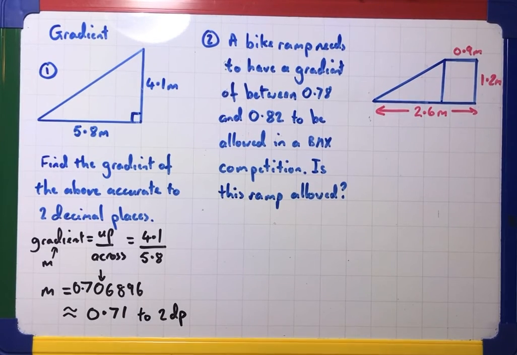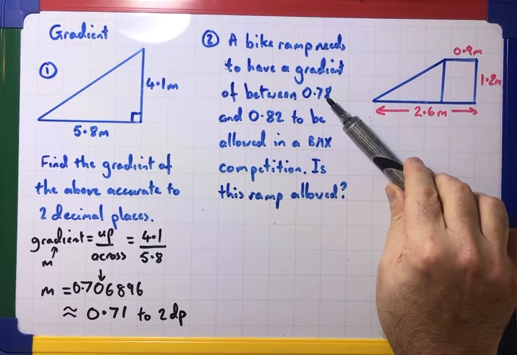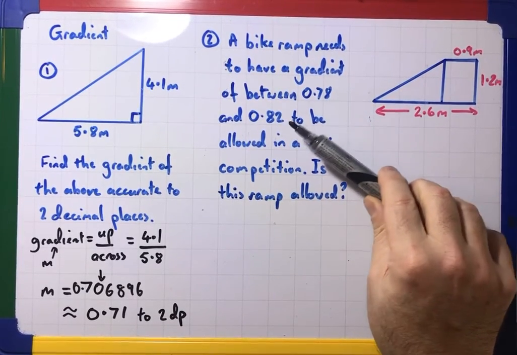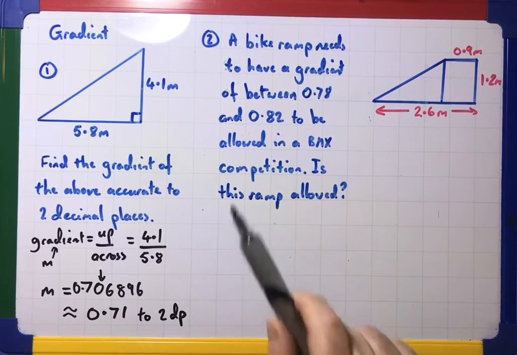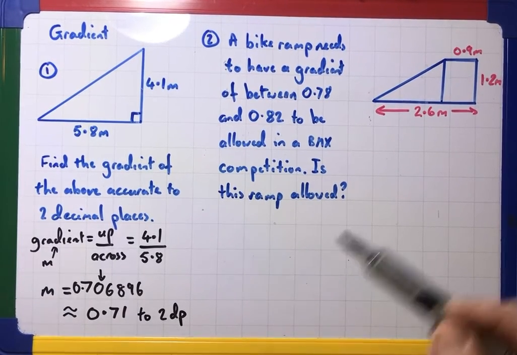Let's have a look at the second one here. A bike ramp needs to have a gradient of between 0.78 and 0.82 to be allowed in a BMX competition. Is this ramp allowed? I cannot just write yes or no. I must do working to support it. If I just write yes or no, I get nothing for this question.